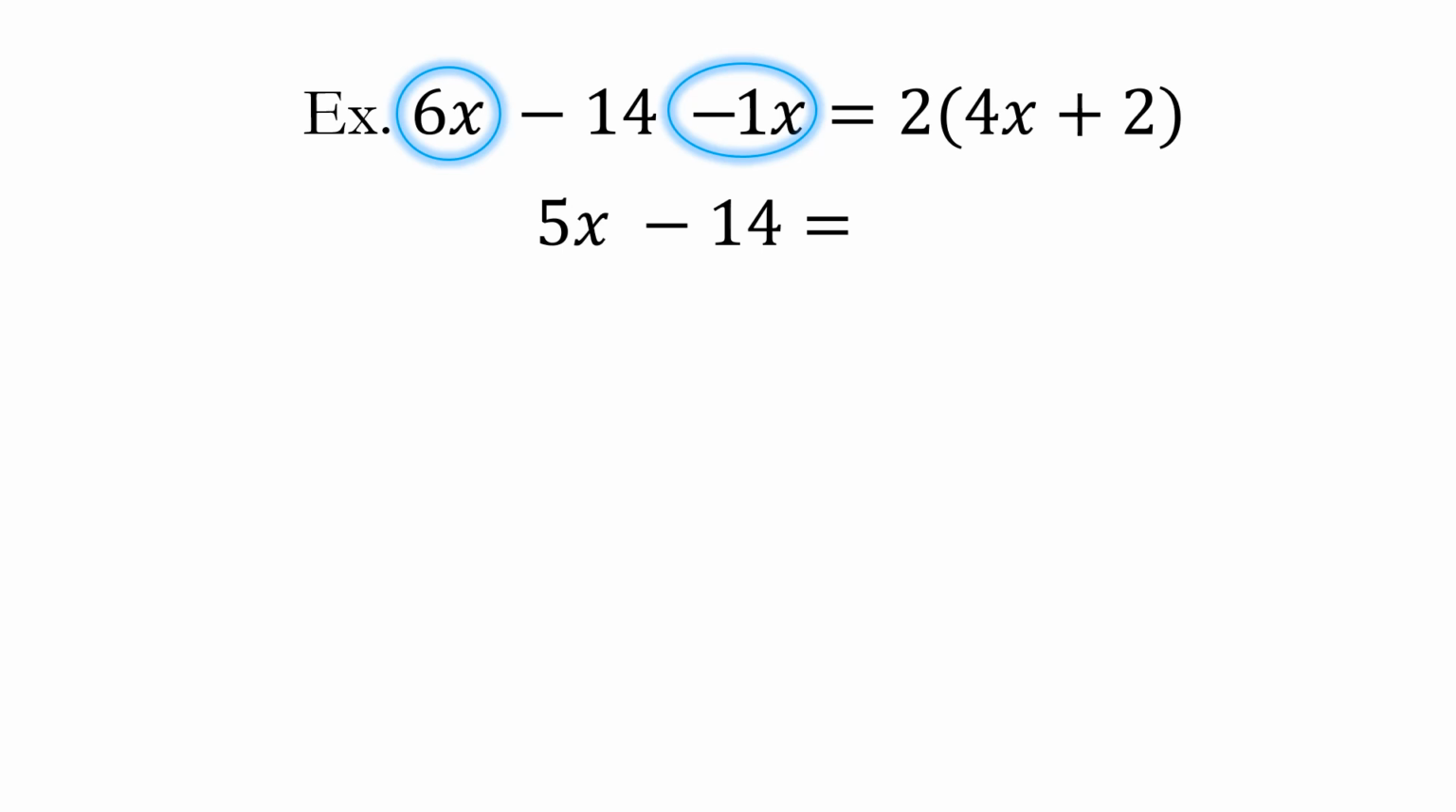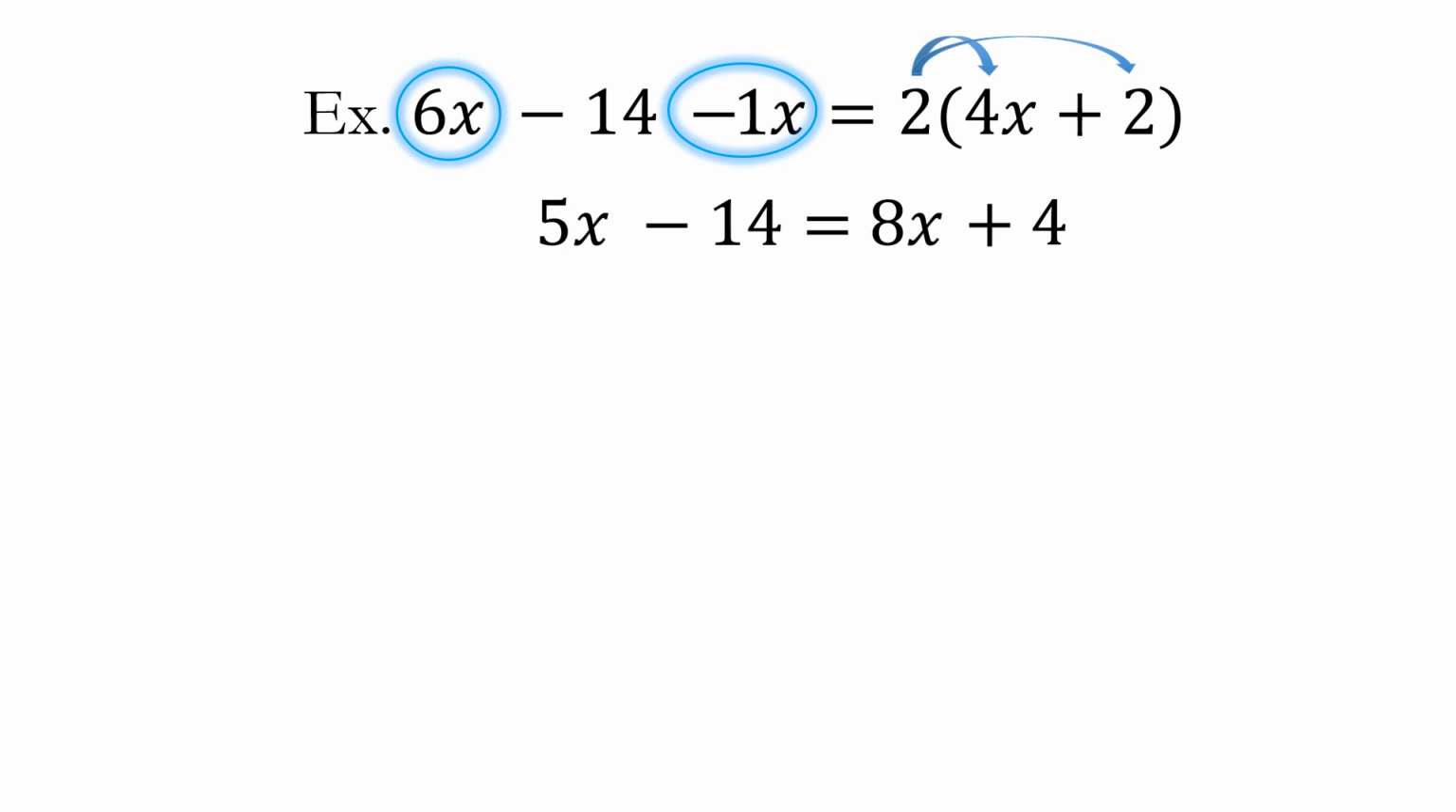Now we can focus on the right side of the equation. We have to distribute 2 to everything inside of the parentheses. We have to multiply 2 times 4x. 2 times 4x is 8x. And then we'll multiply 2 times a positive 2, which equals positive 4, or plus 4.